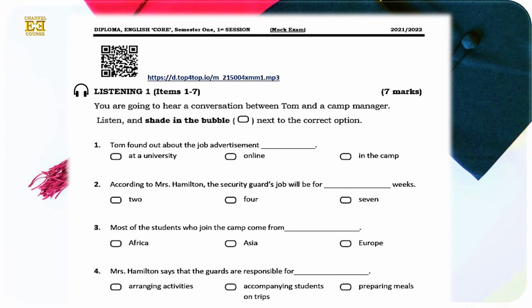Now let's try to put this into practice with the following task. Listening 1. You're going to hear a conversation between Tom and a camp manager. Listen and shade in the bubble. As you notice, this is a multiple choice task and the instruction provides us with enough background information about the task, which is a conversation between two people.